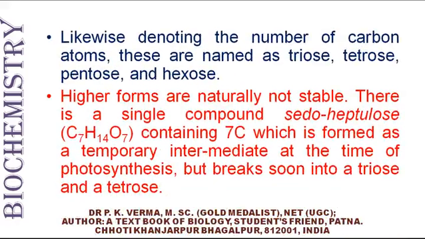Higher forms are naturally not stable. There is a single compound, pseudoheptulose, that contains 7 carbons, which is formed as a temporary intermediate at the time of photosynthesis. But it readily breaks into triose and tetrose.